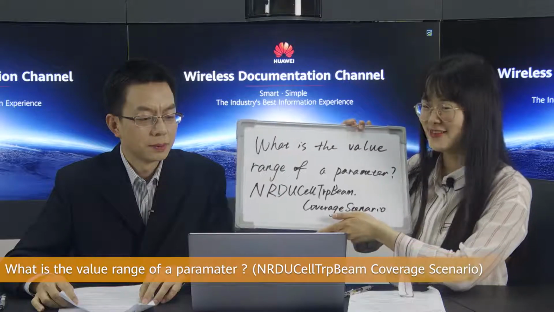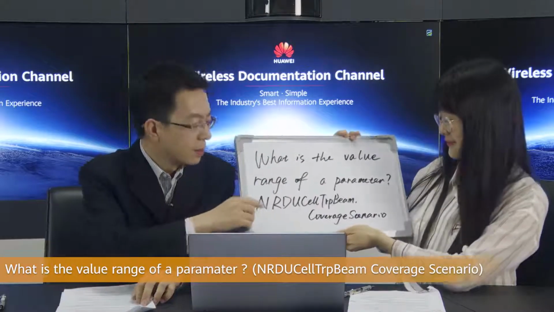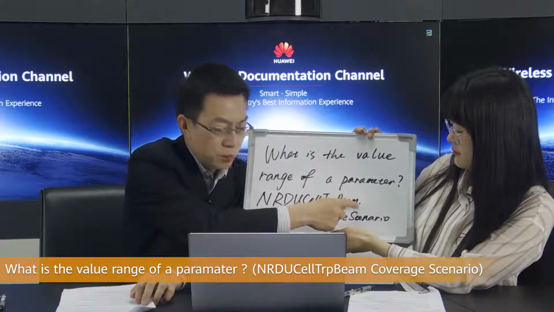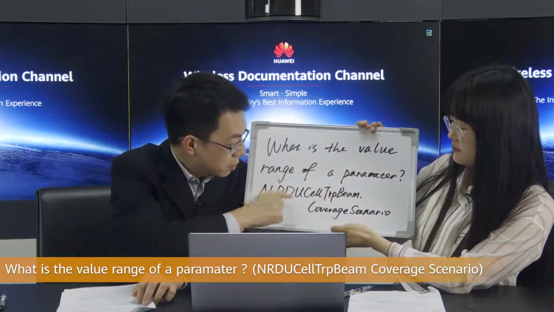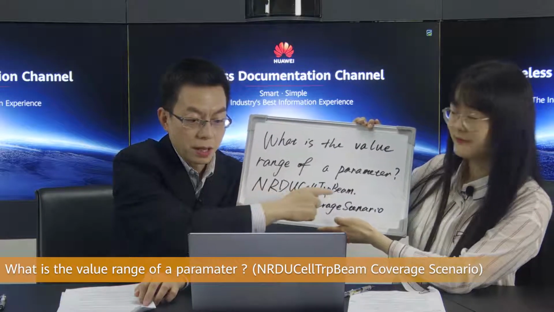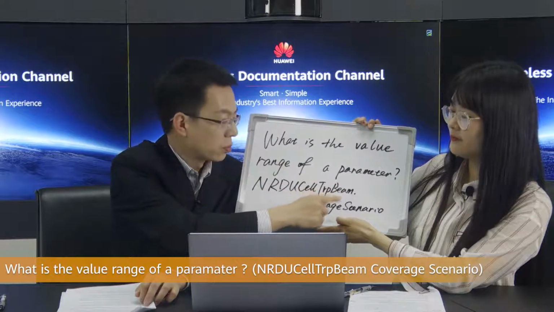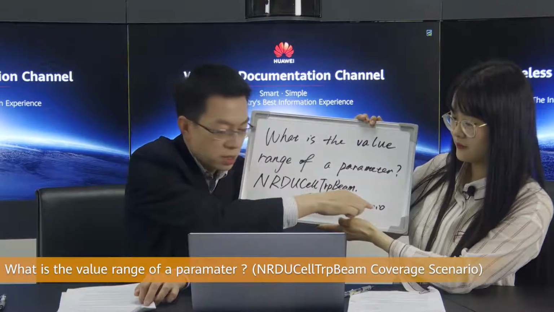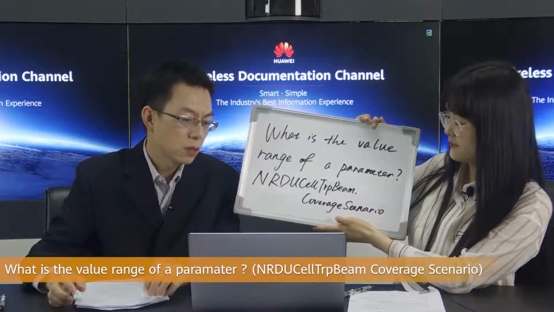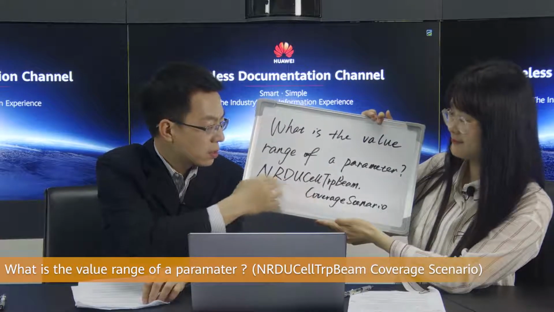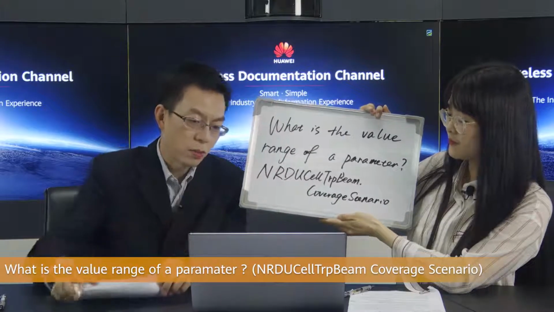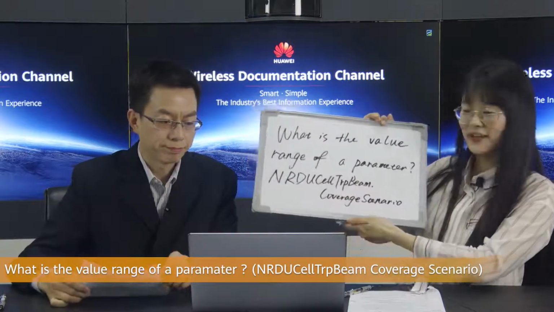Oh, that's not an easy one. Okay, hold on. I think there is a dot in between. The former part is the management object, MO, and this coverage scenario is the parameter ID. Right. So in fact there are two parts in this parameter. Yeah, thank you for explaining that.